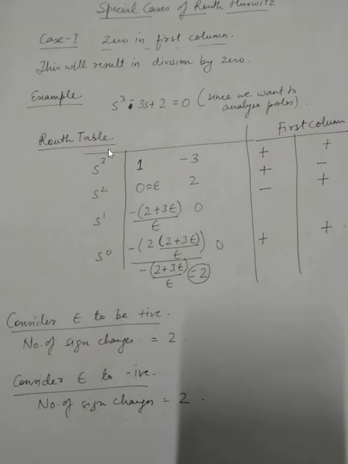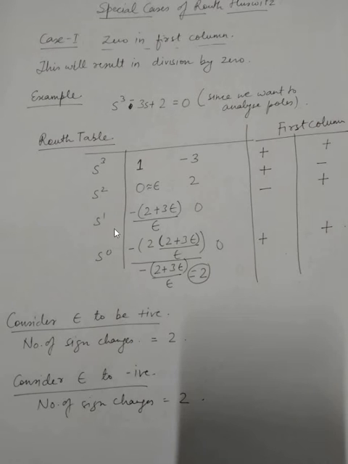So I'll start from s cube because the highest power of s is 3 here. s cube, s square, s1, s0, as we have learned the method. The coefficient of s cube is 1, so 1. Next, I'll look for the coefficient of s to the power 1, that is minus 3. The s square coefficient is 0, so I'm getting 0 in the first column. And then the s to the power 0 coefficient is 2. So the first two rows are automatically made by just looking at the characteristic polynomial, right?